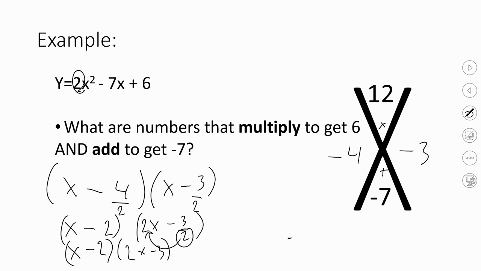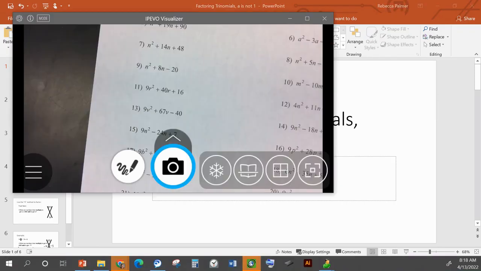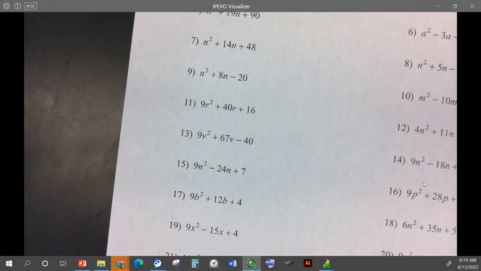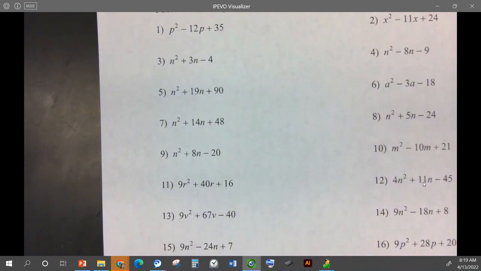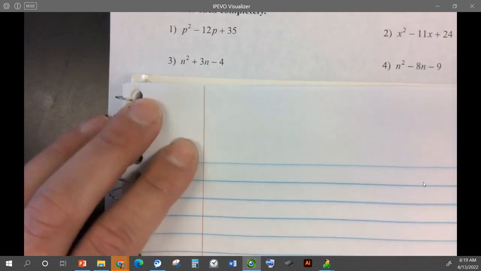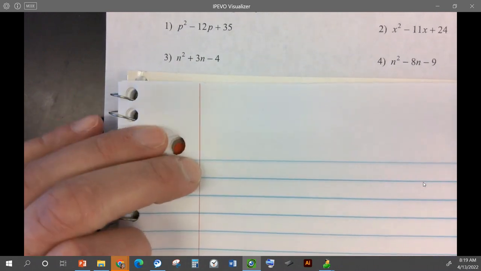Okay, here we go. So this is kind of small. I might work on a separate paper, or you can work on the back. All right. So let me pull out the paper. We'll do a few. So let's do one that's just like what we've been doing. Let's do number 3.